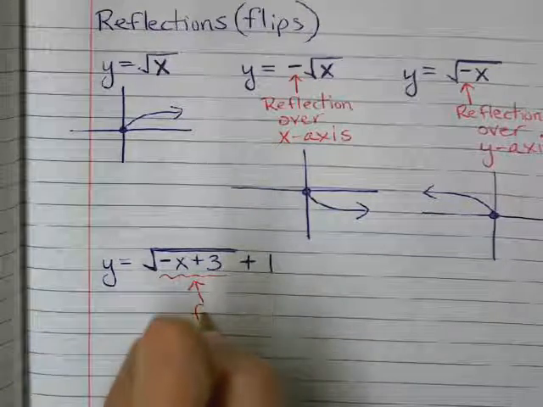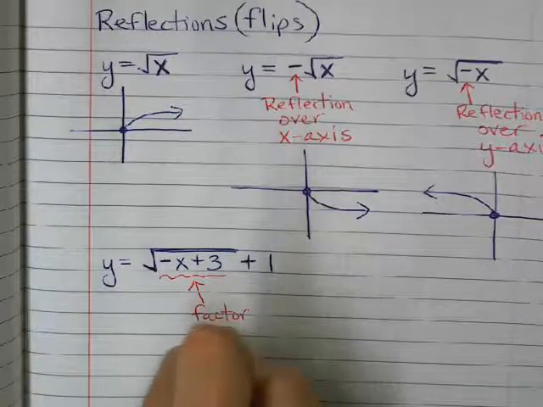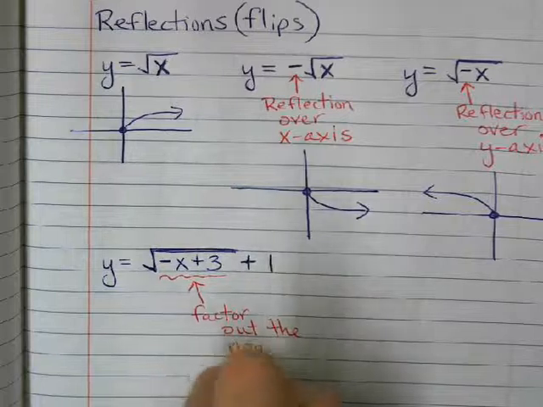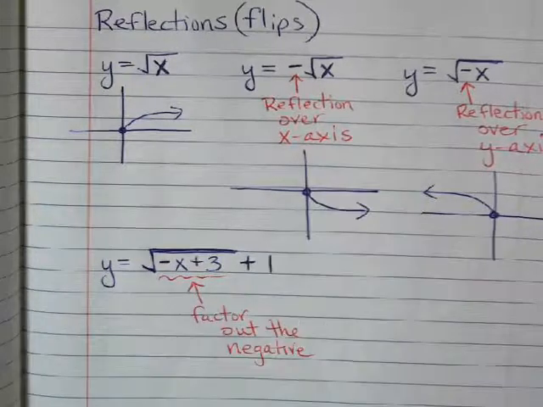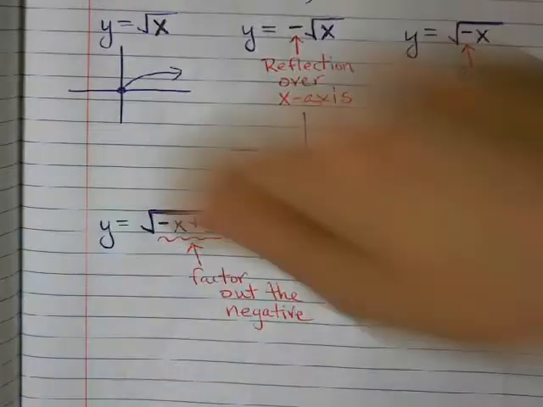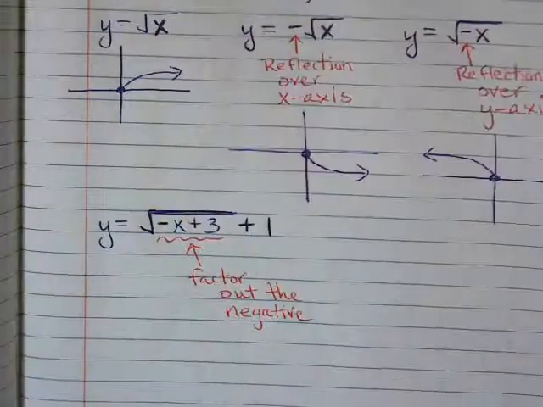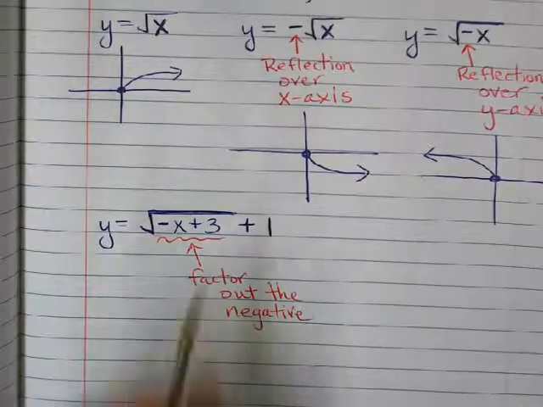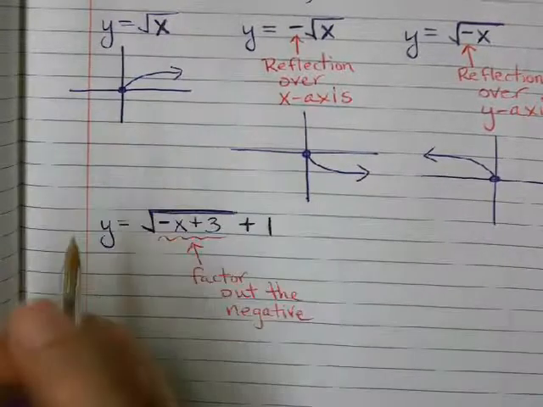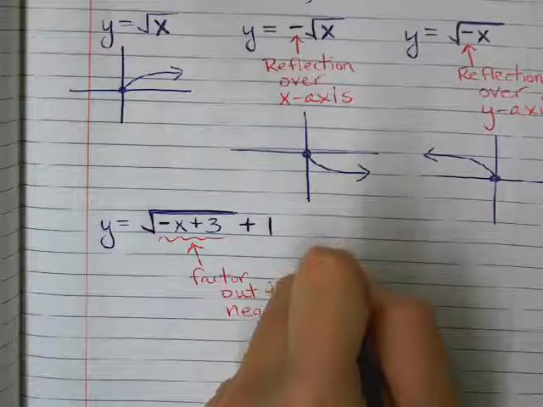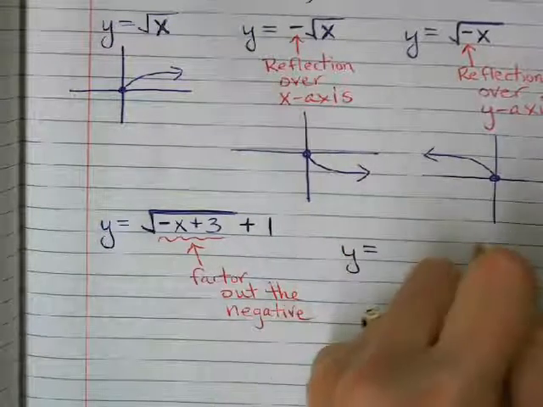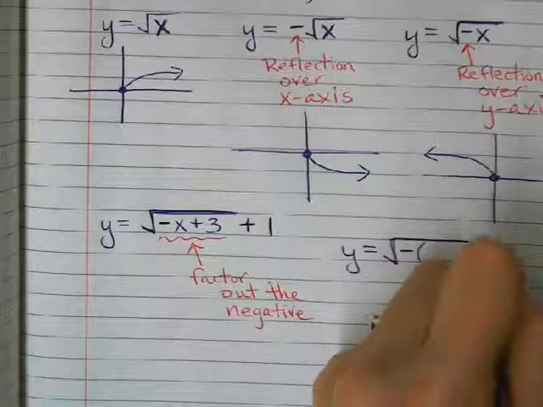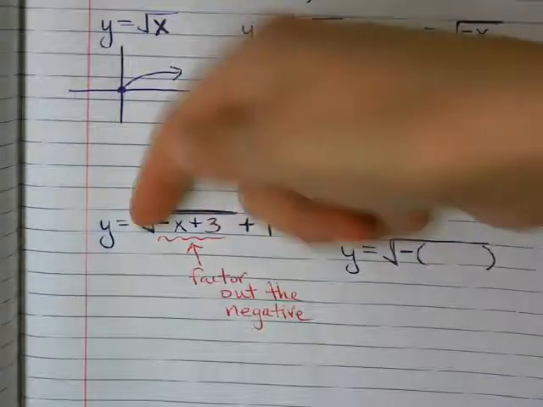What I would suggest is to factor out the negative, because that negative in front, surprisingly, actually affects the left and right shift too. Let me write it over here on the side: y equals the square root, and put the negative, pull it out away from the x and the 3.